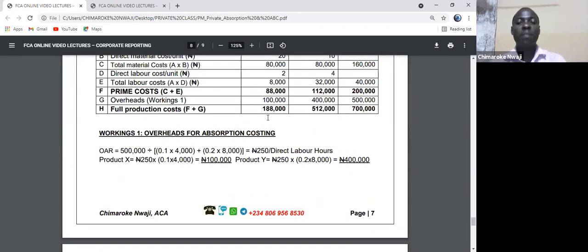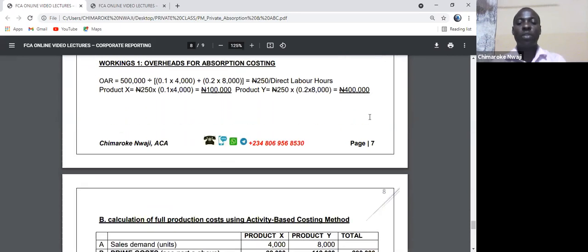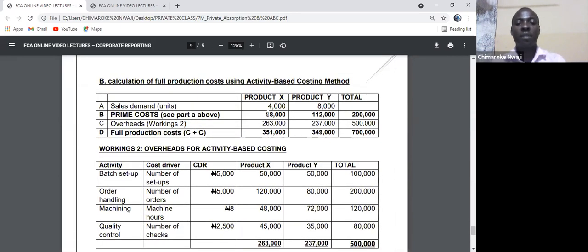It is this same prime cost. I now copy and paste, which you can find here. I have copied and pasted them. Now, why did I do this? I told you that the similarity between overhead absorption costing and activity-based costing is the way they treat prime costs, or variable costs. They treat it the same.